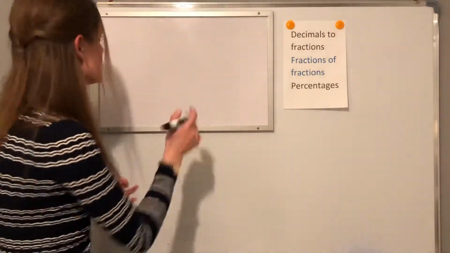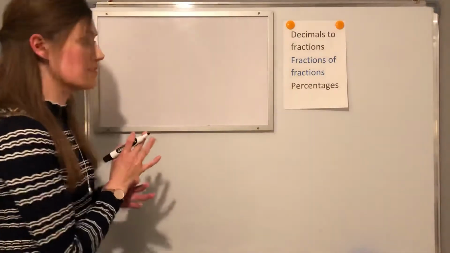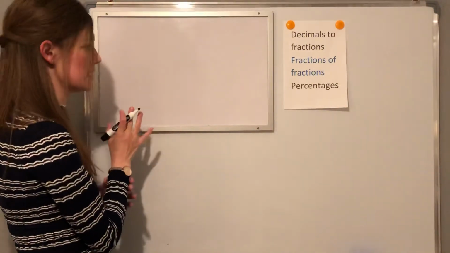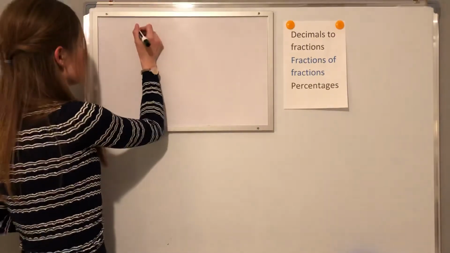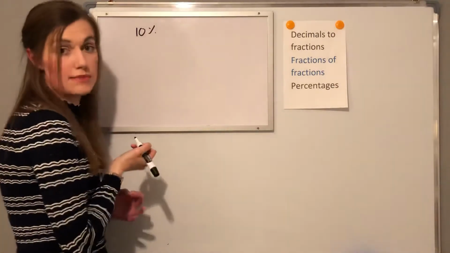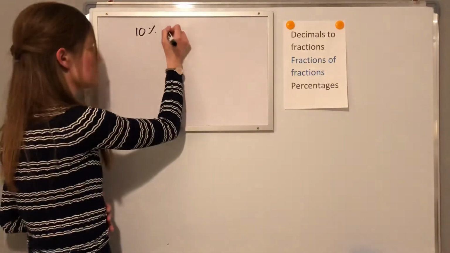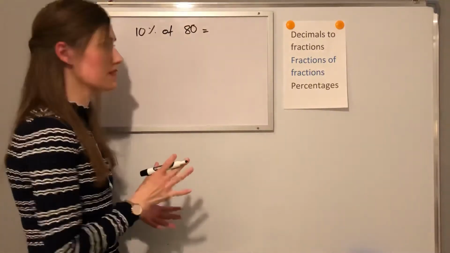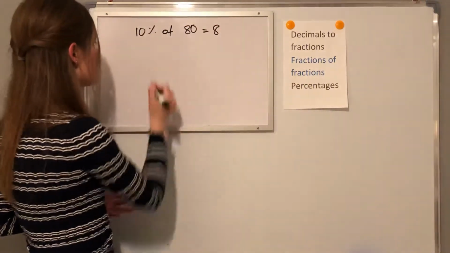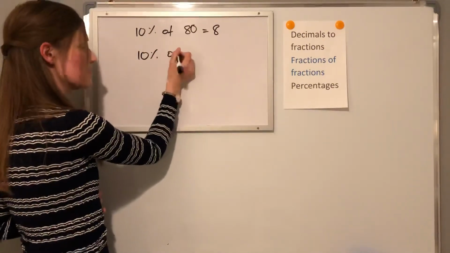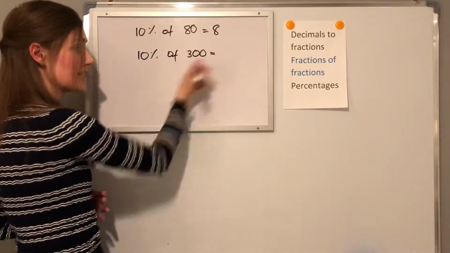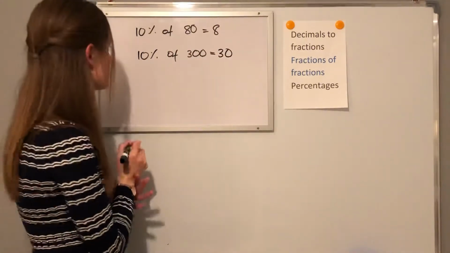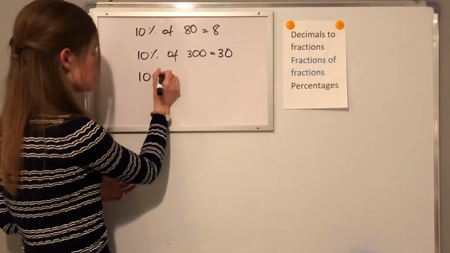Percentages. Okay, now again, this will come up every year in your exam, so you need to make sure that you're really confident in all aspects of percentages. Now, the first thing you need to know how to do is 10% of a number. It's really important. So 10% of 80, you just take off a 0, and that's 8. If you had 10% of 300, again, take off a 0, and that's 30. So that's quite easy. Let's do another one.